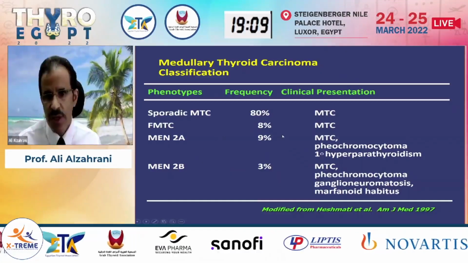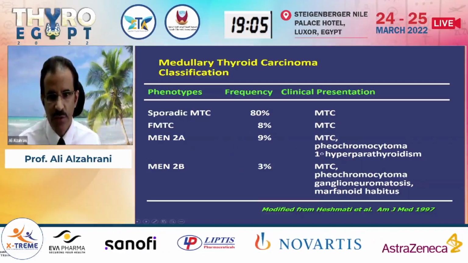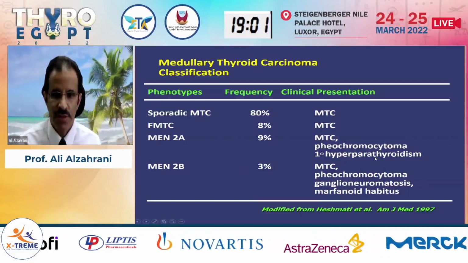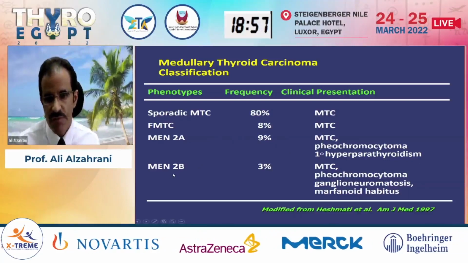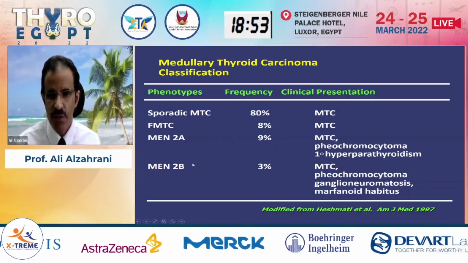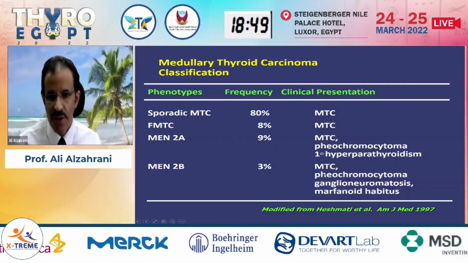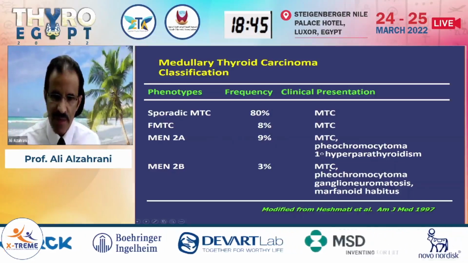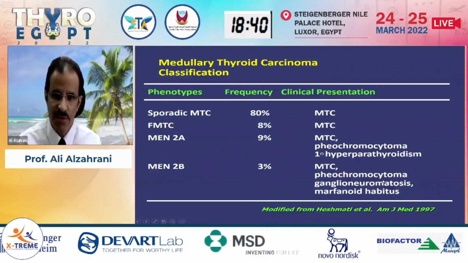But it also comes as a part of MEN2A, which includes also pheochromocytoma and primary hyperparathyroidism, and sometimes additional features. And it comes also as part of MEN2B, which is fortunately rare because this is the worst type of medullary thyroid cancer. And in MEN2B, we have medullary thyroid cancer, pheochromocytoma, ganglioneuromas, and marfanoid habitus.